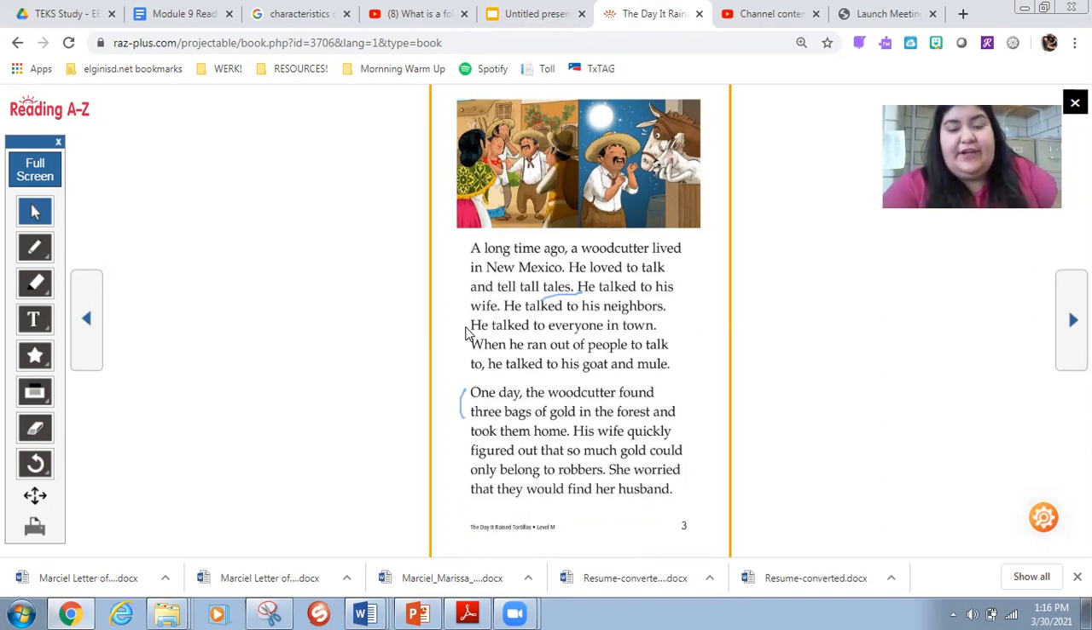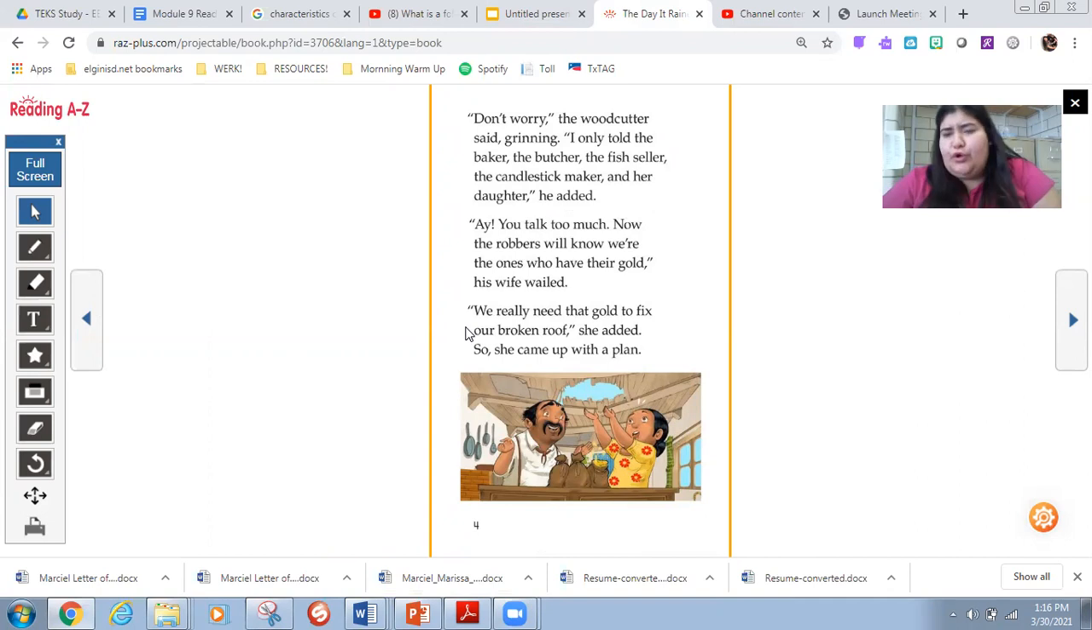His wife quickly figured out that so much gold could only belong to robbers. She worried that they would find her husband. "Don't worry," the woodcutter said, grinning. "I only told the baker, the butcher, the fish seller, the candlestick maker, and her daughter." She said, "You talk too much. Now the robbers will know we're the ones with the gold," his wife wailed. "We really need the gold to fix our broken roof," she added.